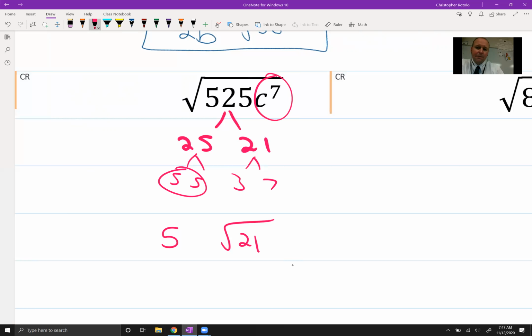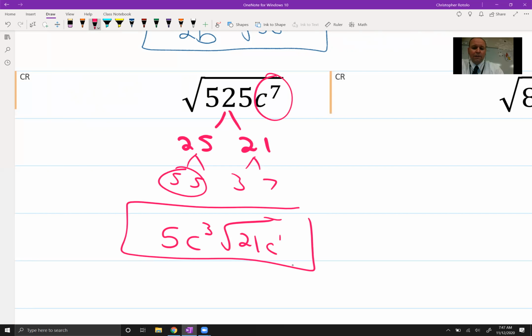If I have 7 of them, okay, that means 6 is even, so that's 3 of them, but I'll have 1 left over. So I'll always know that I should have 1 left over if this number is odd. Okay, if it's even, then we're just going to divide it in half.